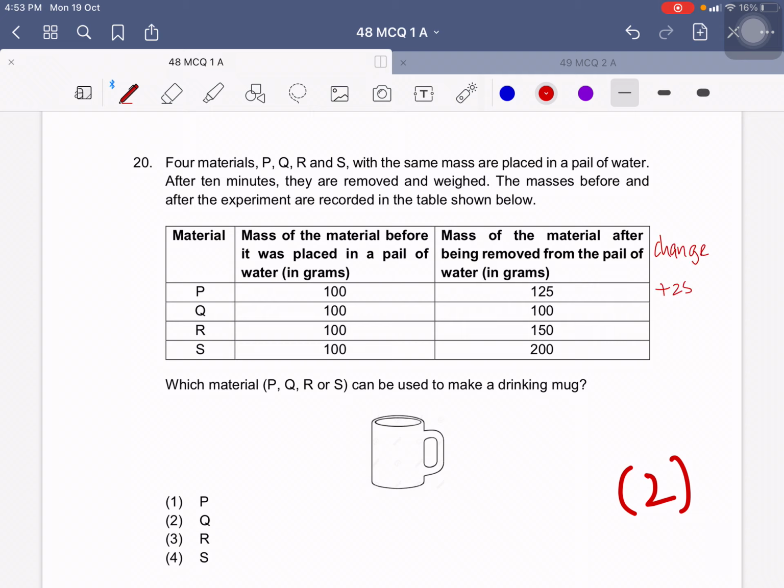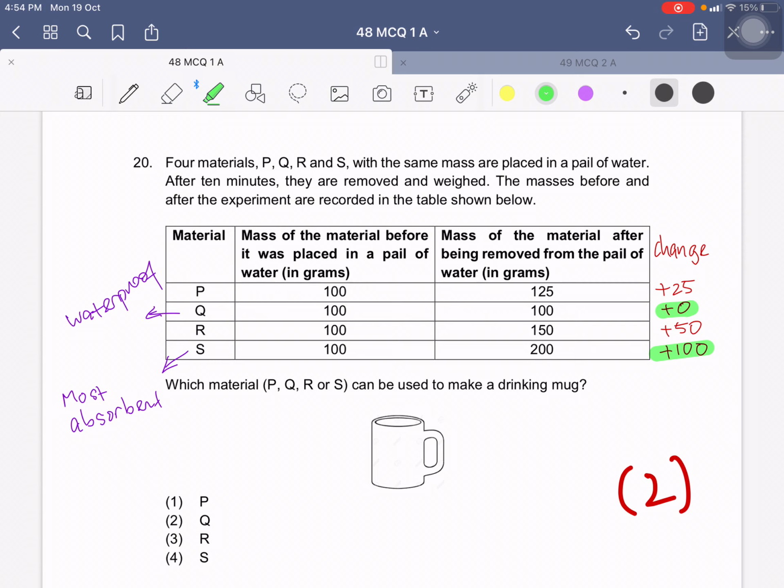So this is plus 25. A bit of math here. So this is plus 0. For R, actually it increased a lot, 50. And for S, it increased the most, 100 gram. Based on this, we look at the smallest and the biggest change. When the change is 0, we can safely say that this is waterproof. Q is waterproof. And S is the most absorbent, because it changed the most in terms of the mass.